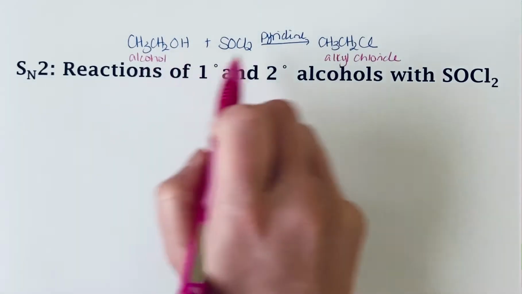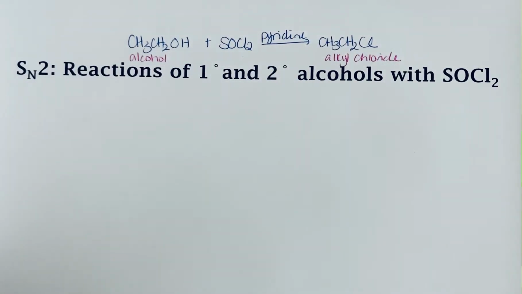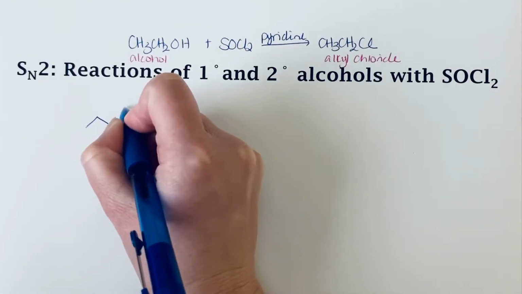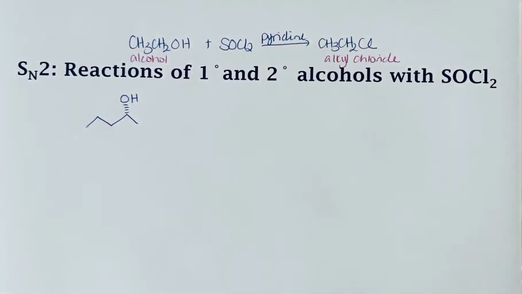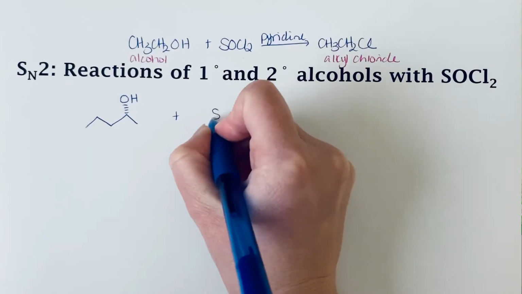And so this is restricted to primary and secondary alcohols. So we've got a simple example up here. I'm going to go ahead and draw a secondary alcohol that has a chirality center so we can focus on what happens to that chirality center in this SN2 reaction. So I'm going to draw a small alcohol that has a chiral center. So there we go.